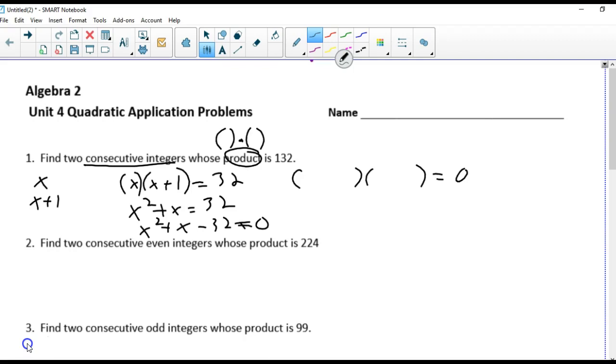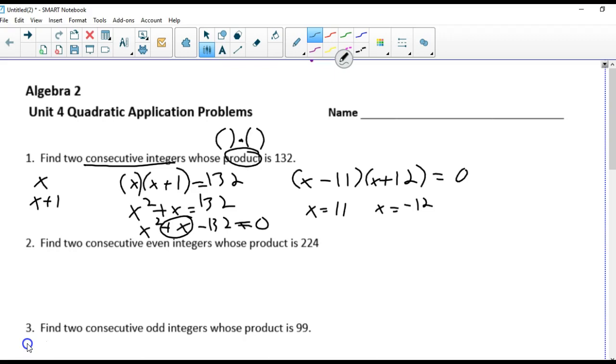Okay? Sorry, it's 132. My brain is not working because that wasn't going to work. So we need the numbers that make 132. We can use our calculator and test different numbers, and we're going to find out that it's 11 and 12. 11 times 12 is 132. Now, since we want more positives than negatives, that looks like that. But when we set these both equal to 0, we get x equals positive 11, x equals negative 12.